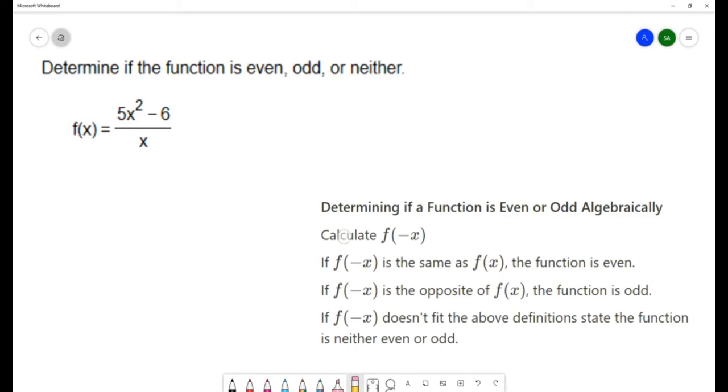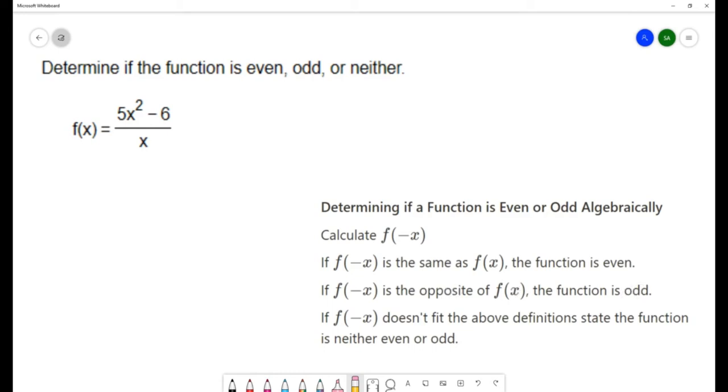So what we're going to do is calculate f of -x, and then we're going to compare f of -x to f of x. If it is the same as f of x, we know that the function is even. And if it's the opposite of f of x, we know the function is odd.